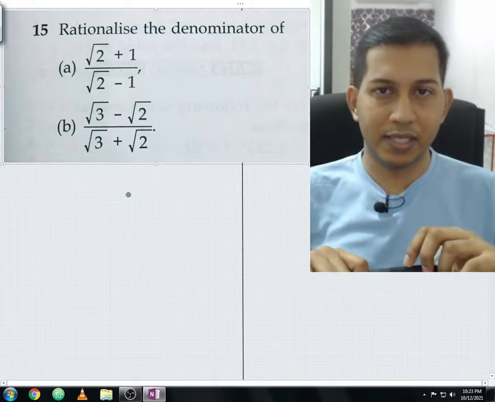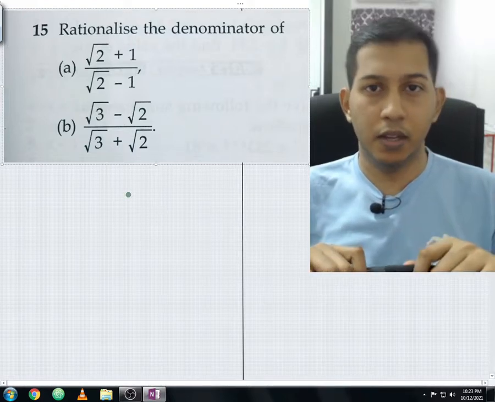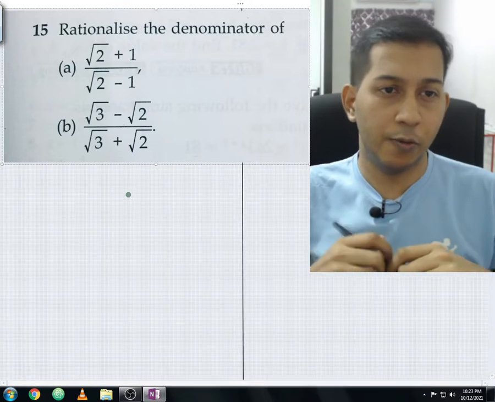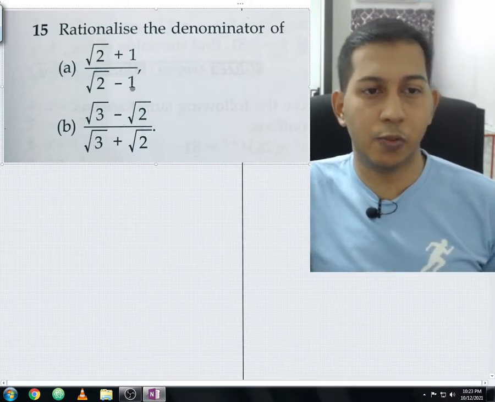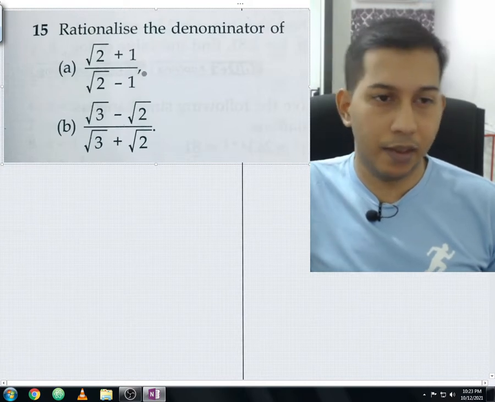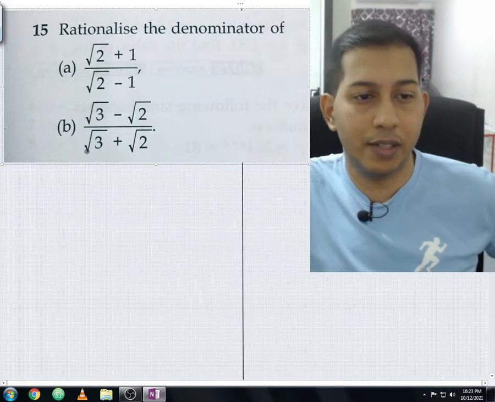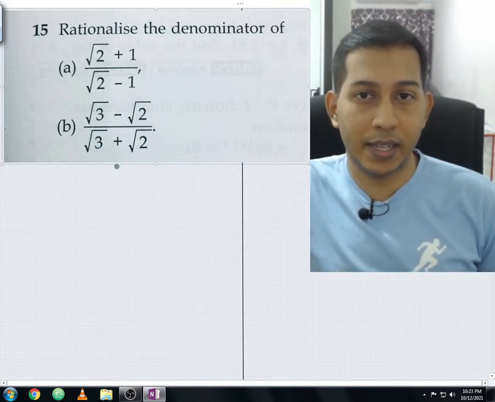This example is slightly difficult compared to the previous one. By the way, let me read the question now. Rationalize the denominator of (√2 + 1) divided by (√2 − 1). That's for the question part A. For the question part B, (√3 − √2) divided by (√3 + √2). So we are required to rationalize the denominator.